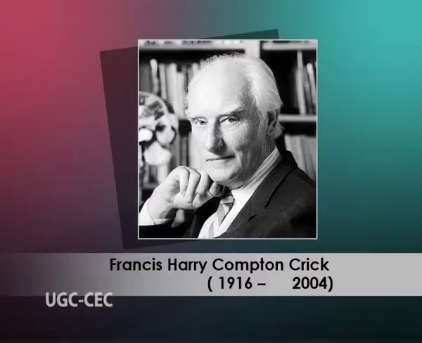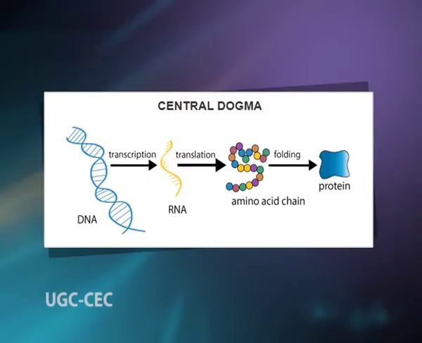Francis Harry Compton Crick, a British molecular biologist, played a crucial role in research related to revealing the genetic code along with Sidney Brenner. He is widely known for the use of the term central dogma. The central dogma of molecular biology states the flow of information is unidirectional.